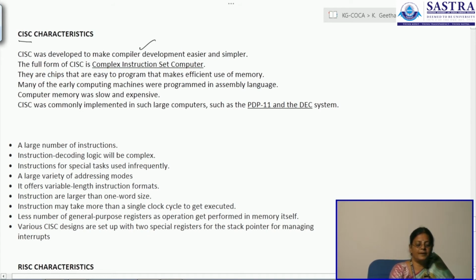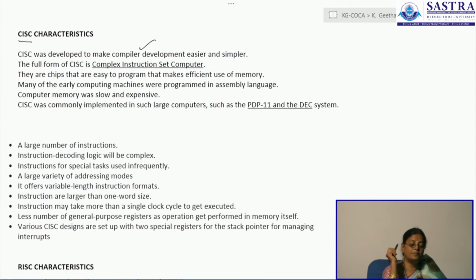So we have separate chips to make use of this particular facility, and many of the early computing machines were programmed only in assembly language. The important point to be observed is that in assembly language, fixing a bug is going to be a big task, and computer memory, we all know, was slow and expensive. CISC was implemented in large computers, and some representations of this category are available in the PDP-11 and also in the DEC system.